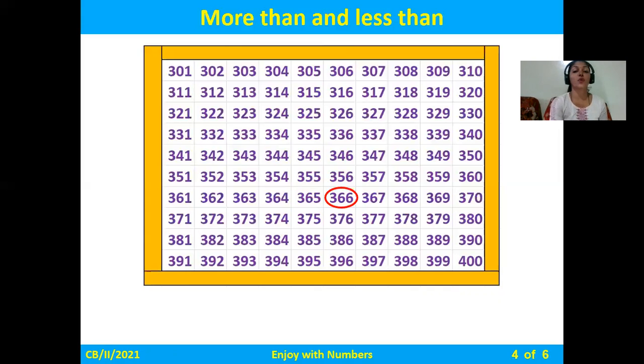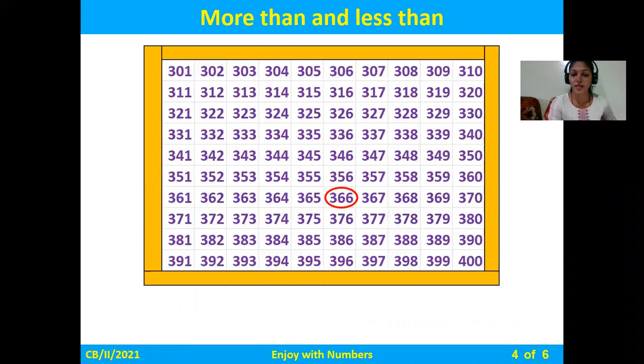So in this, the number which is given is 366. Now 10 less. When I say 10 less, you have to do less in the 10th place.